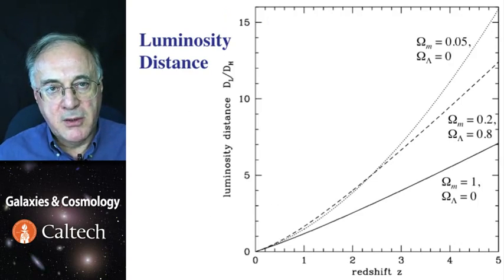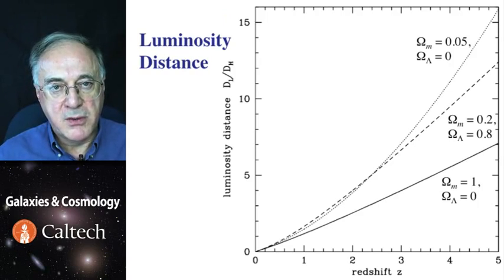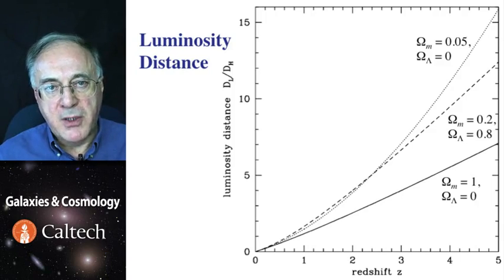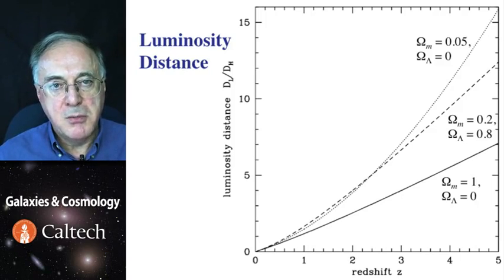So here is a plot of luminosity distance in several cosmological models, again expressed in units of Hubble length as a function of redshift. You can see the typical redshifts of interest in modern cosmology. It's of the order of 10 Hubble lengths.